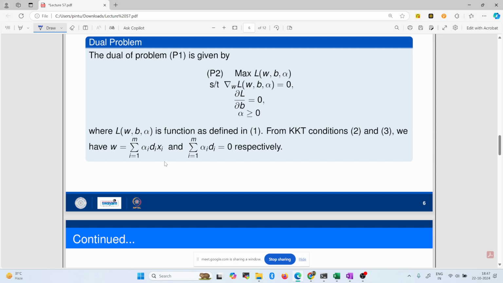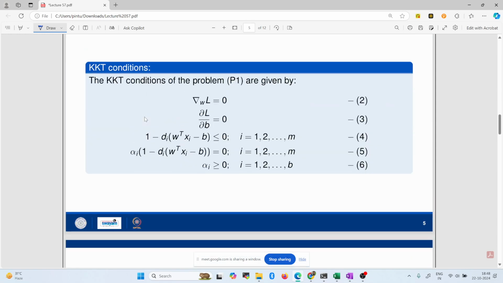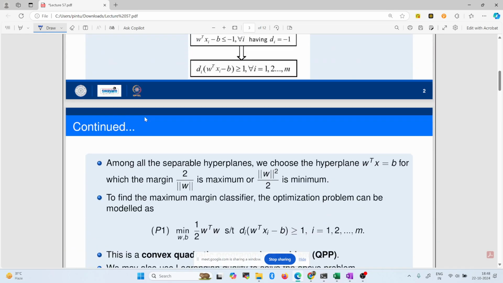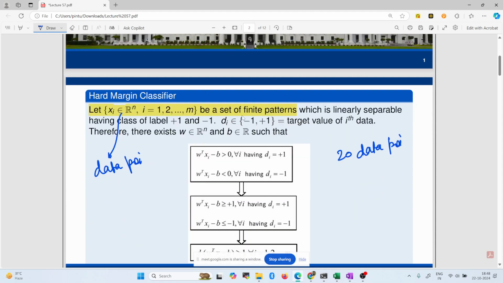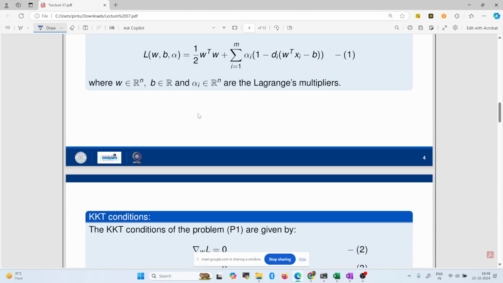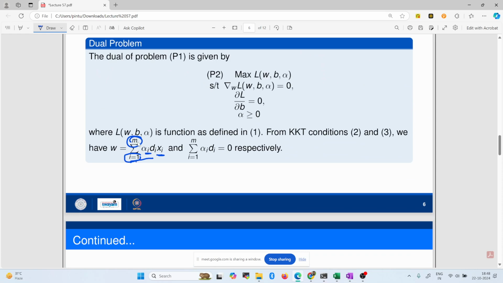So this condition that you have, the summation of alpha i d i x j, this is a summation from i equal to 1 to m, where m is your number of data points. So you have m data points that was mentioned over here. This m is your number of data points, that is the number of patterns that is mentioned.